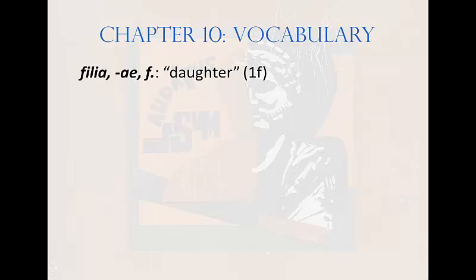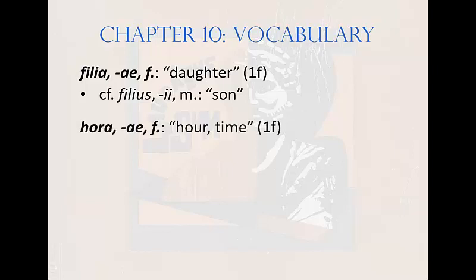The next word is filia, filiae, feminine, meaning daughter. It's a first declension noun. This is the feminine equivalent of a word we've already learned, filius, filii, masculine, second declension, meaning son. The next word, hora, horae, feminine, meaning hour or time, is a first declension feminine noun. The next word, senectus, senectutis, feminine, meaning old age, is a third declension feminine noun. Remember, any word that goes tus, tutis is going to be third declension feminine.